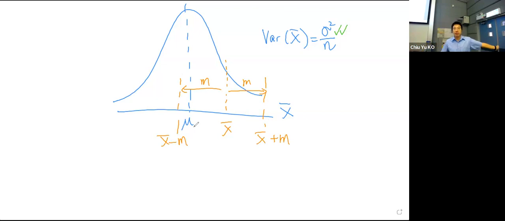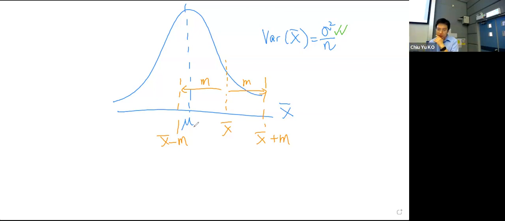So we have an X bar. We want to go left by m and right by m in a way that we have high probability to include mu. Remember, mu is not a random variable. Mu is a fixed number which we just don't know. The random variable here is X bar, not mu. There's nothing probabilistic about mu. The only thing that is probabilistic is X bar. So how can we make sure that this would happen? It looks like a very difficult concept.